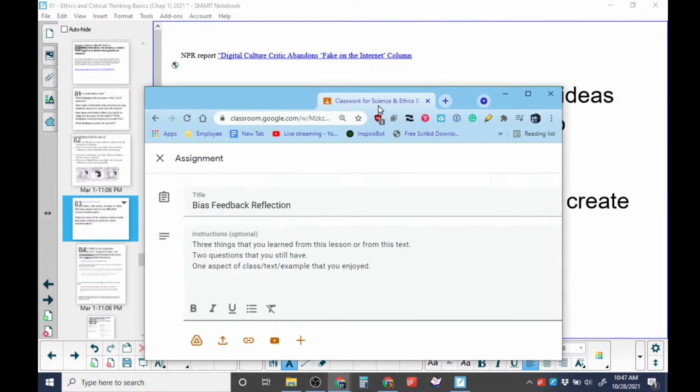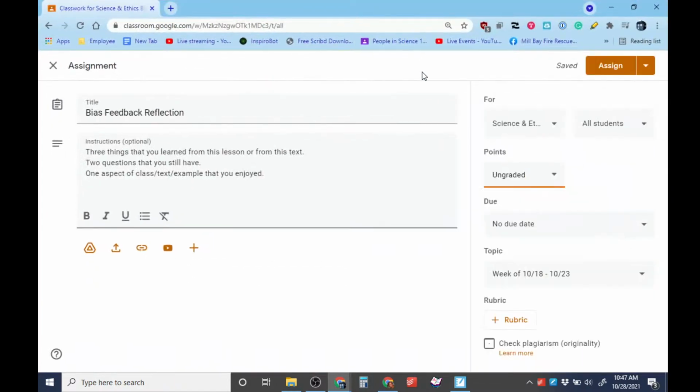This is not a graded thing. What I would like from you, and I'm going to post this in just 1 second, so ungraded, it'll pop up. 3 things from the last 3 days that you've learned. 2 questions you still have about how bias is transferred, and 1 aspect you enjoyed.